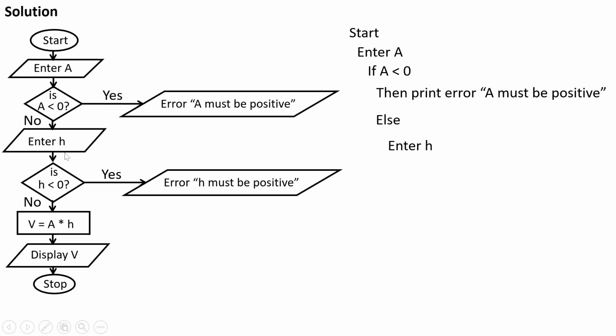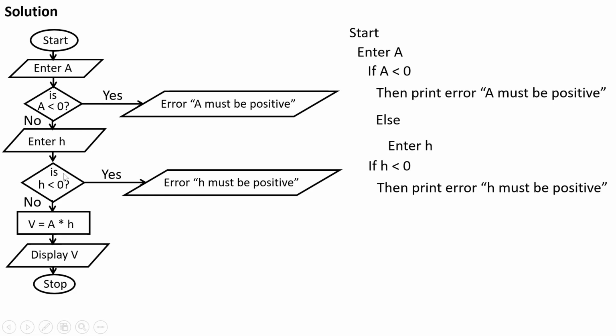Then you discover here that there's also a condition, which is saying: is h less than 0? So it is checking this h which has been entered, whether it is less than 0. You do it the same way here, straight with this. You say if h is less than 0, and if it is yes, then you say print error, h must be positive. This should line up here.